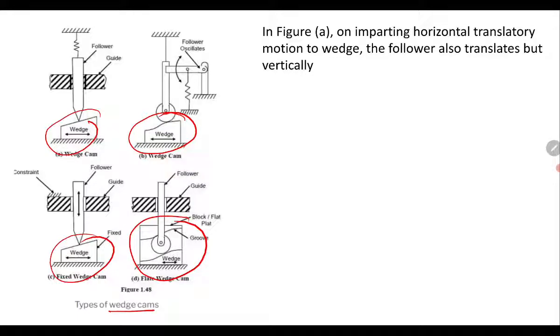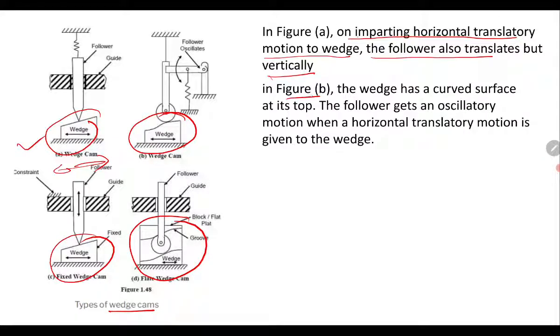In figure A, on imparting horizontal translatory motion to the wedge, the follower translates vertically. So you will get such a type of motion of the wedge, and by that the follower translates vertically. In figure B, the wedge has a curved surface.